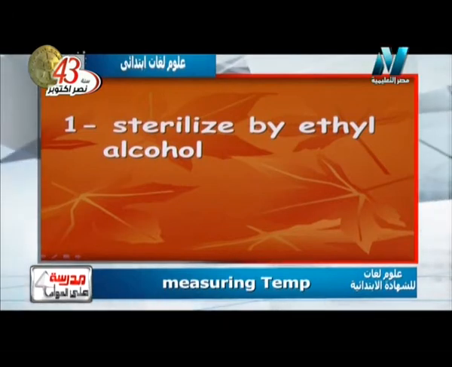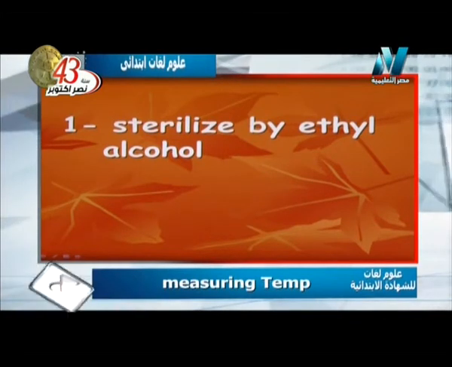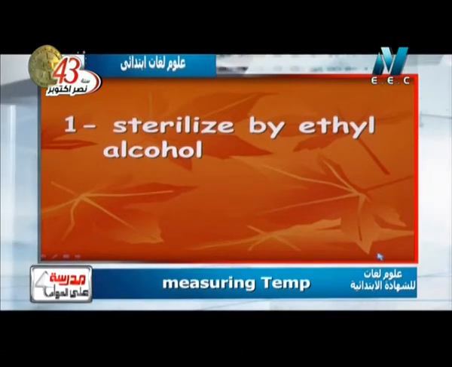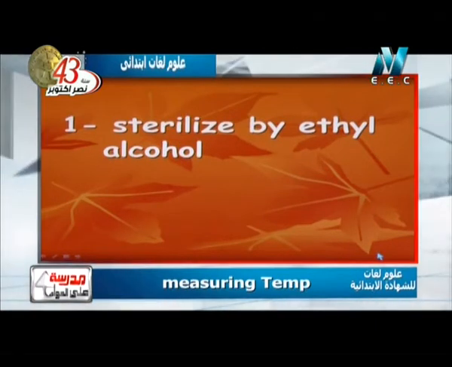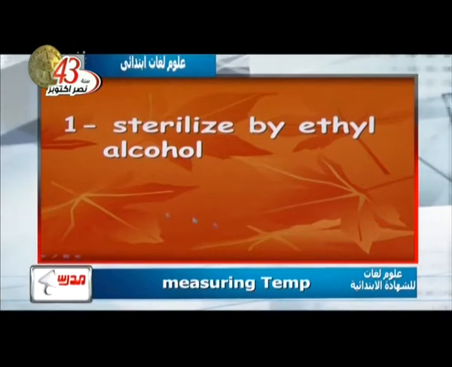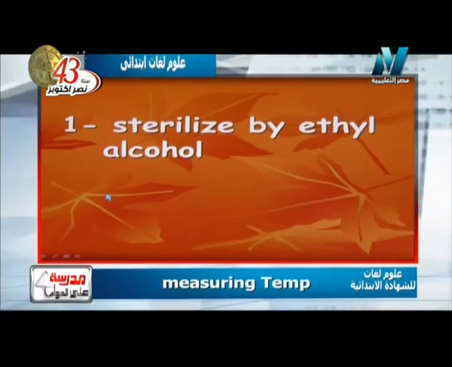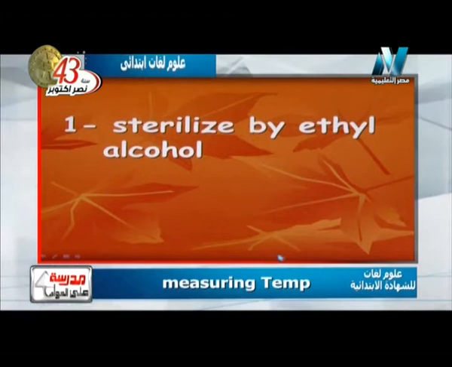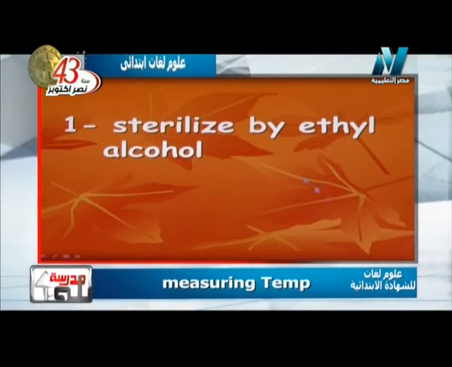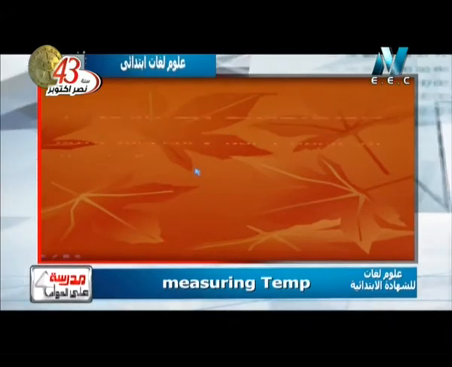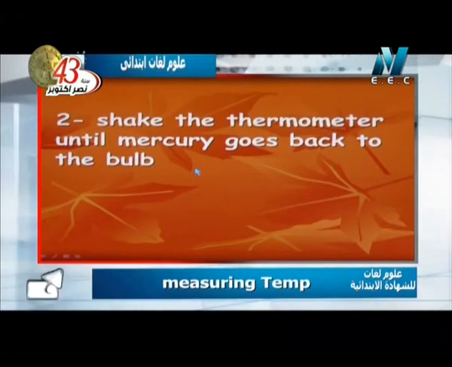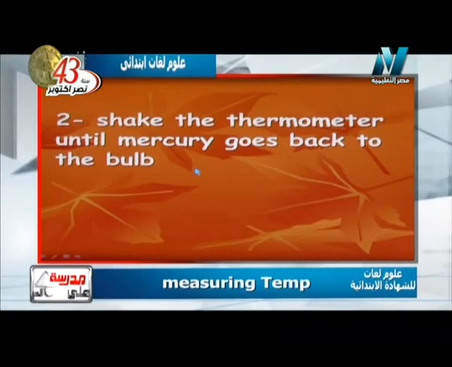Or you can use any sterilizer. ممكن نستخدم أي مطهر found at your home. It's very important to sterilize the thermometer by ethyl alcohol. The first step to use the medical thermometer is that sterilized by ethyl alcohol, أطهره بالكحول الإيثيلي. Number 2, shake the thermometer until mercury goes back to the bulb.